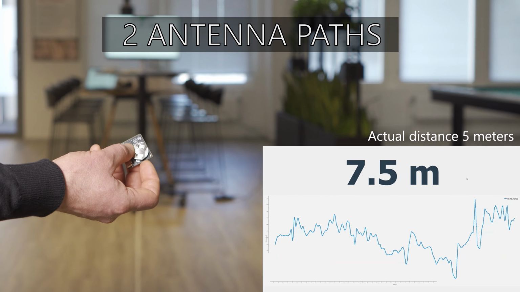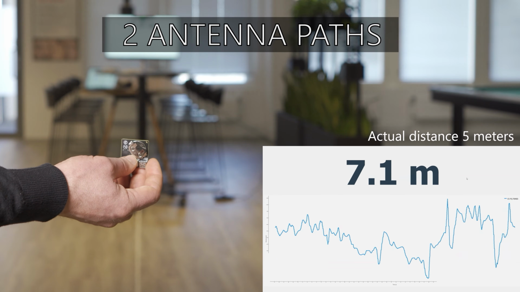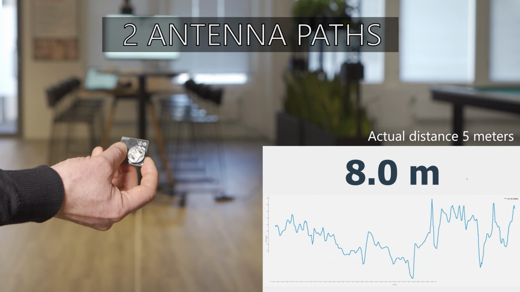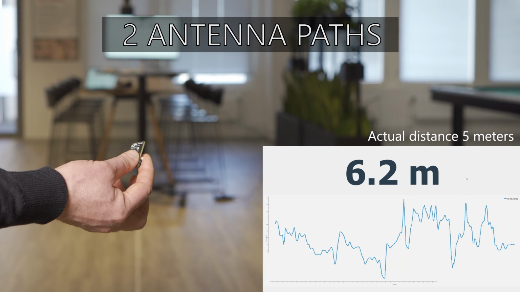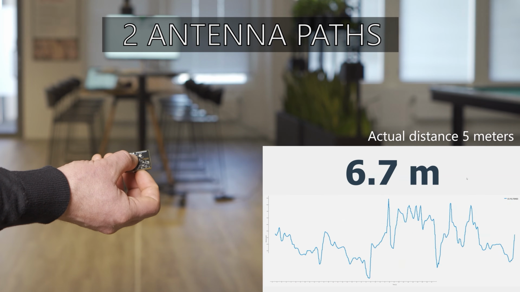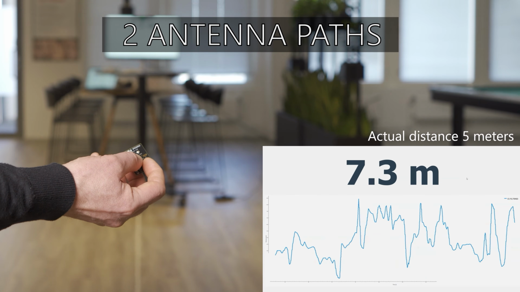With only 2 antenna paths, angular coverage remains incomplete. In reflective or dynamic environments, errors can still vary by 2 to 4 meters. To achieve true reliability, we need to maximize antenna diversity, and that means moving to 4 antenna paths.